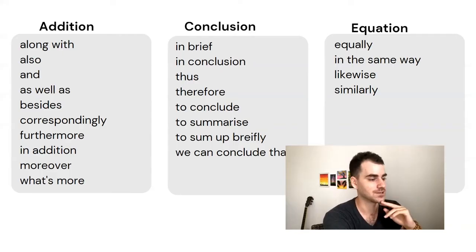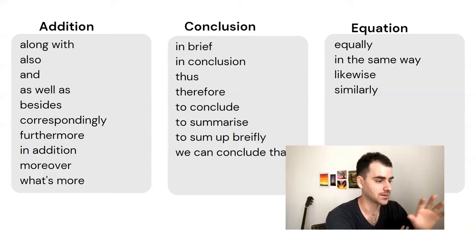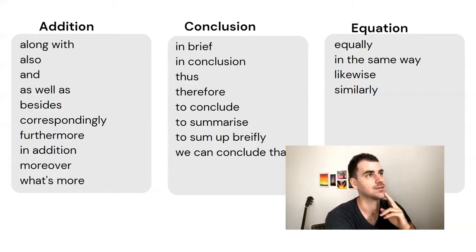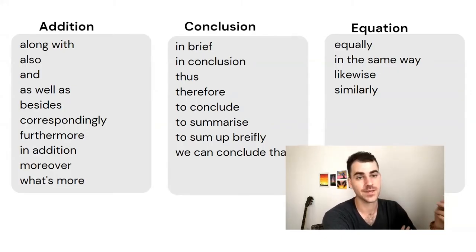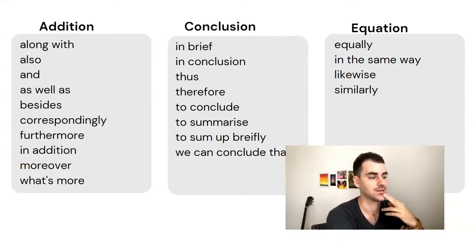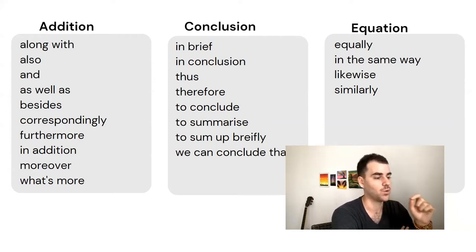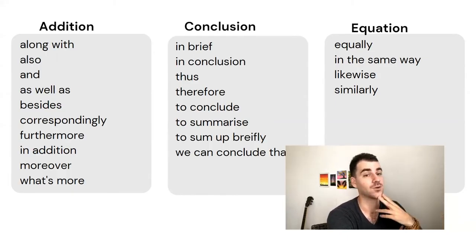And equation, these ones are difficult. It's meaning that two things are kind of the same, right? So I could say that dogs are very sweet. Similarly, cats are also sweet. I could say, I like coffee equally as much as tea. And in the same way that dogs are sweet, so are cats. Likewise is also like this. Dogs are sweet. Likewise, cats are very cool as well.